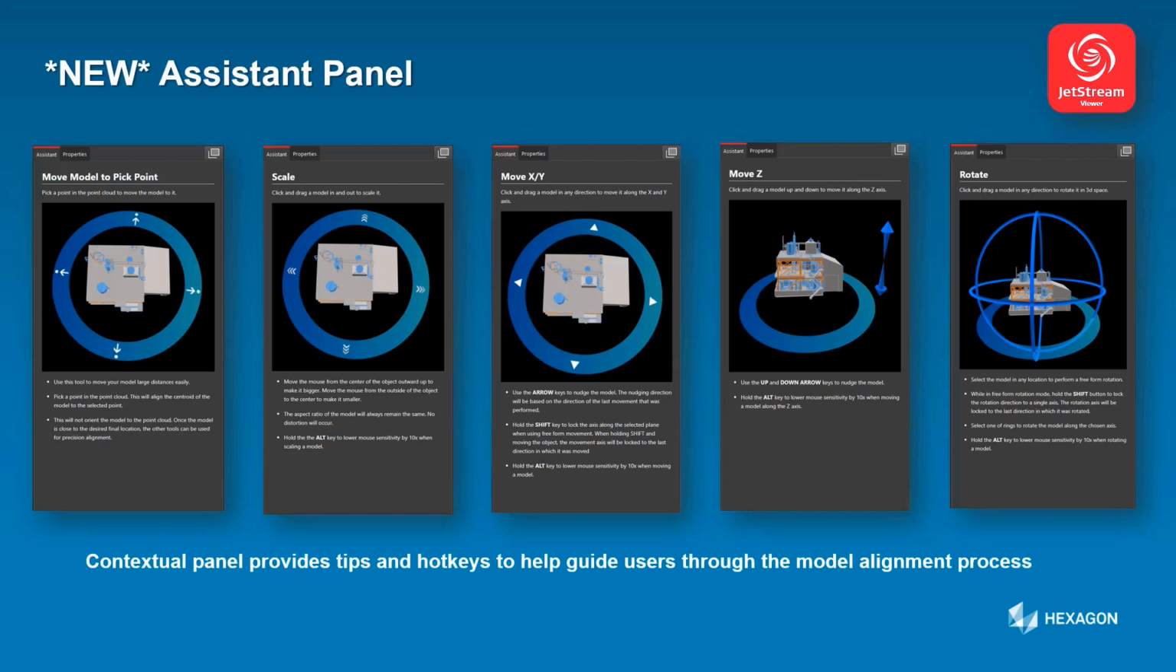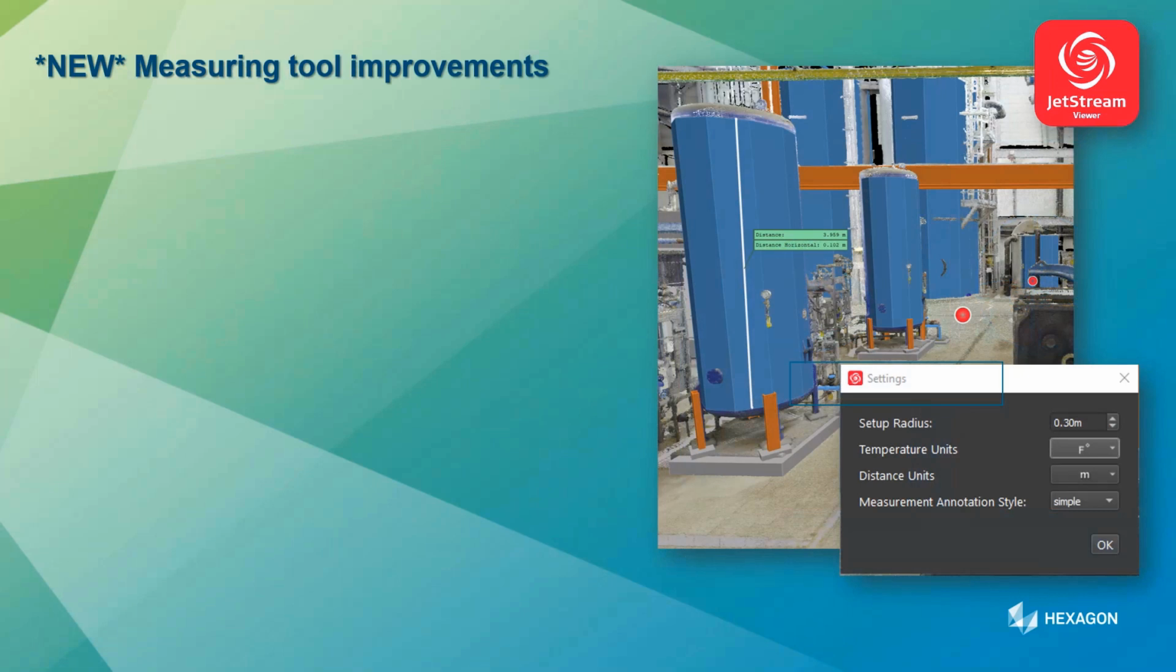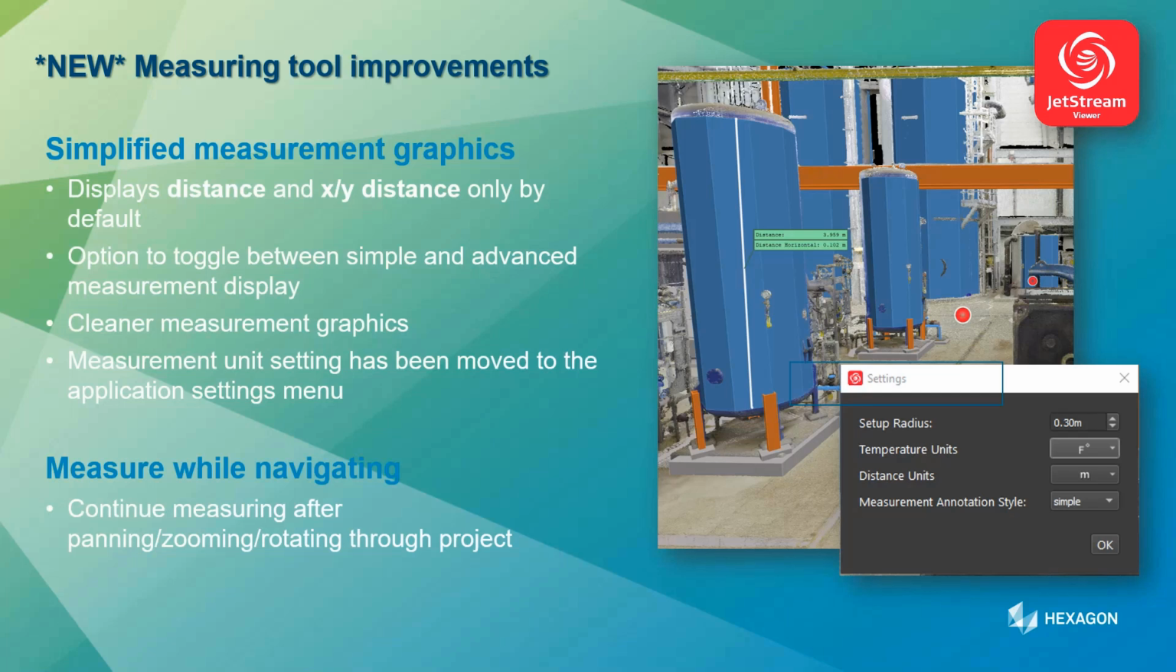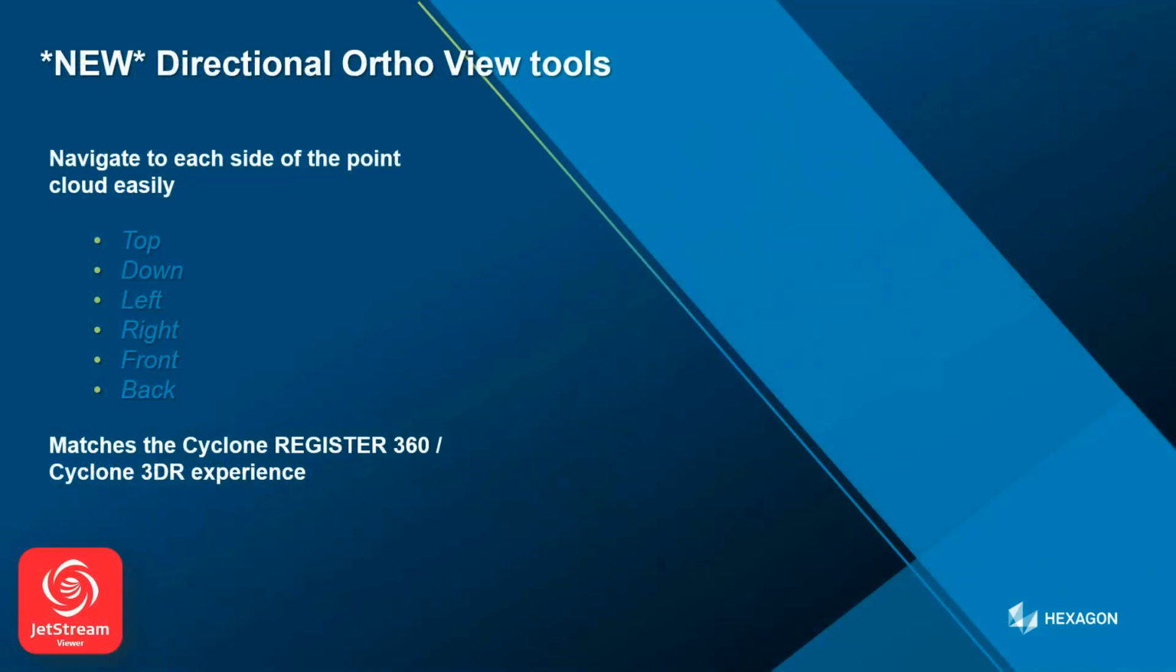So I think we'll start adding more to that assistant panel as time goes on as well to make it even easier. We've improved the measuring tool as well. Previously when you did the measurements, you ended up with a big long list. You had your delta values, your distance values all in a big block, but we've now got a simple mode which you can change within the settings. And we've also added the ability to continue measuring after you've panned and zoomed and rotated, so you can pick on two different points at the very ends of the projects, which was something which was a little bit more difficult to do in the past.